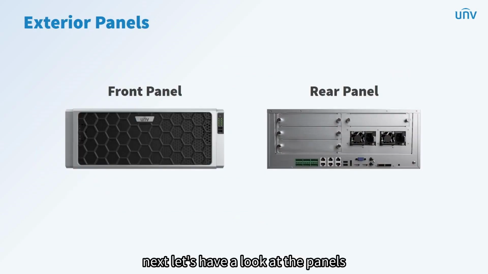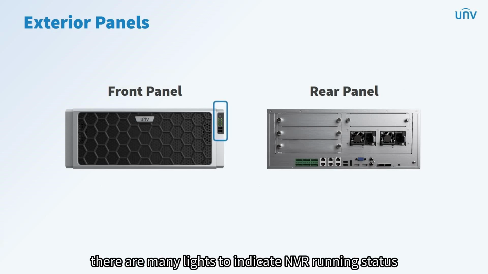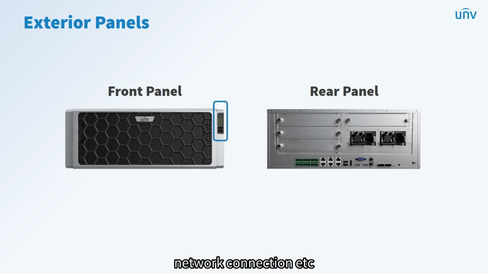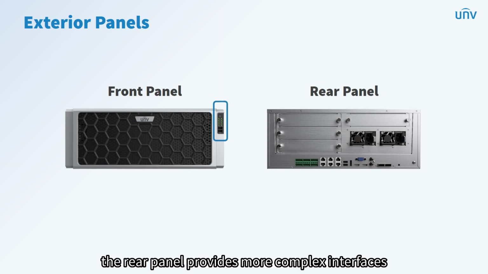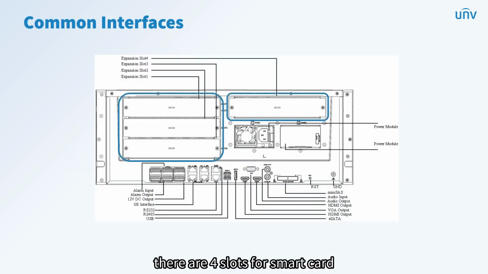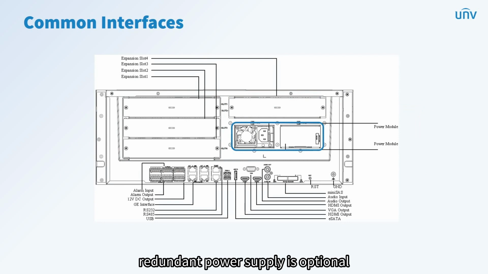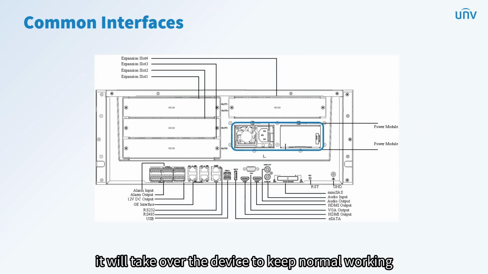Next, let's have a look at the panels of our powerful product, NVR 824. At the front panel, there are many lights to indicate NVR running status, hard drive running status, network connection, etc. The rear panel provides more complex interfaces. There are 4 slots for Smart Card, which is used for smart analysis. Redundant power supply is optional. In case of power failure, it will take over the device to keep normal working.